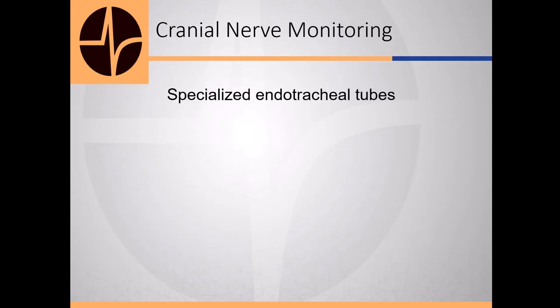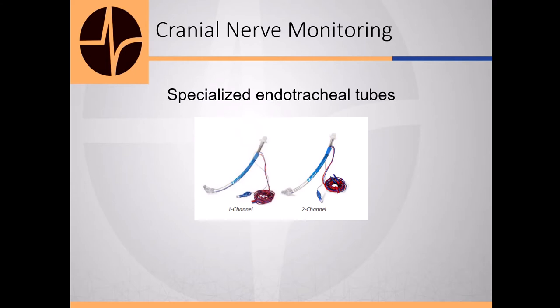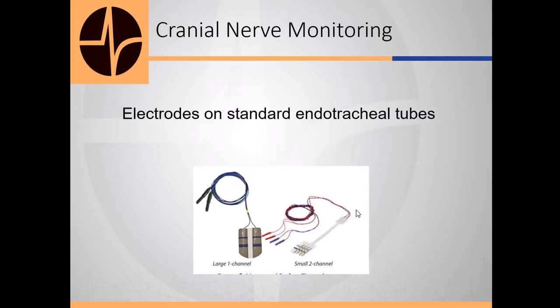You use the specialized endotracheal tubes. So here's the 1 and 2 channel tubes. There's some new ones that are on the market that are a 3-channel now. If you don't have the specialized tubes, you have electrodes on standard endotracheal tubes. This is a 1-channel. There's a 2-channel. There's also pediatrics.